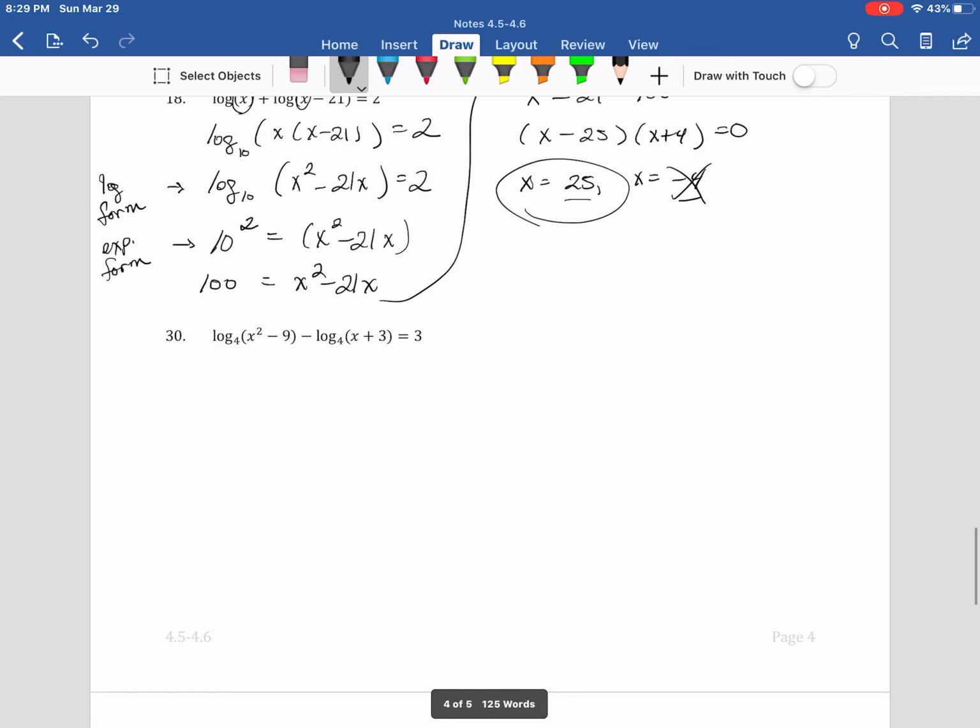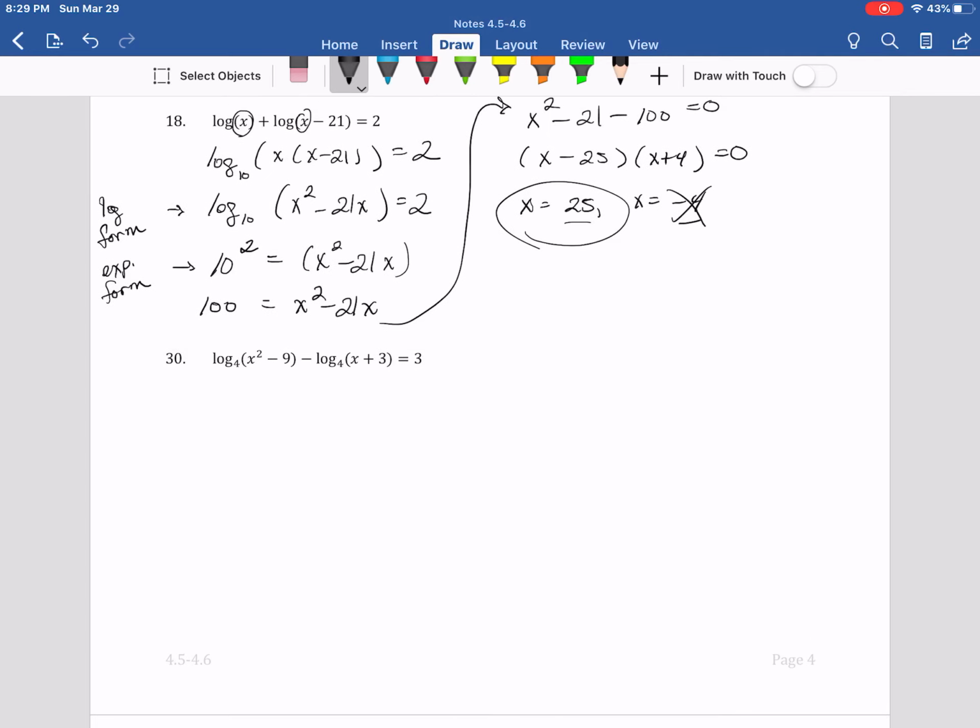Question number 30. All right, so what we want to do is try to condense the two logs that are both on the left-hand side of the equation back into one log. And so I know that the difference of two logs can be written as the log of the quotient. So that's your first thing you need to recognize, is you can write the difference of logs as the log of the quotient.